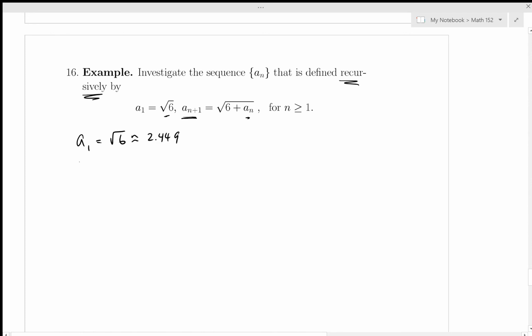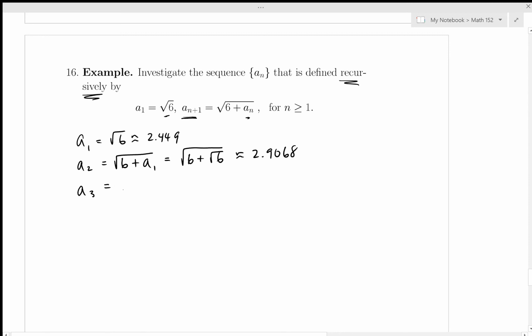And then how do we calculate a2? Well, a2 is equal to the square root of 6 plus a1. This is what makes it recursive. I have to know a1 in order to be able to calculate a2. I do know a1 because I just calculated it. And in fact, a1 is the square root of 6. So this becomes this here. And I can calculate what that number is too. That is 2.9068 approximately.